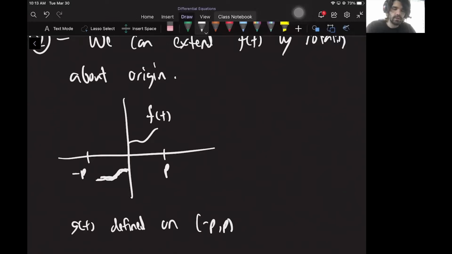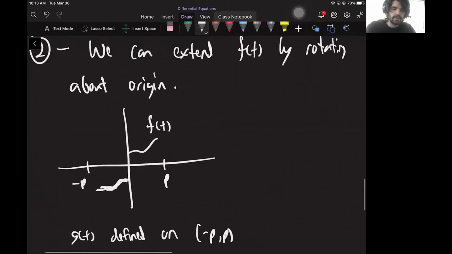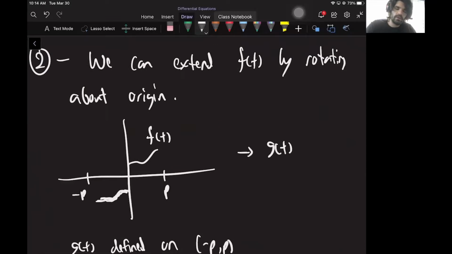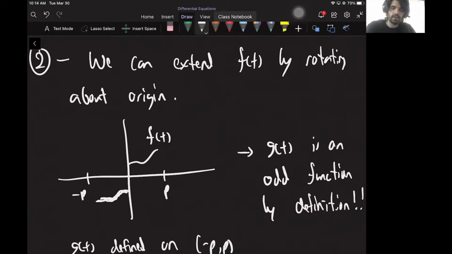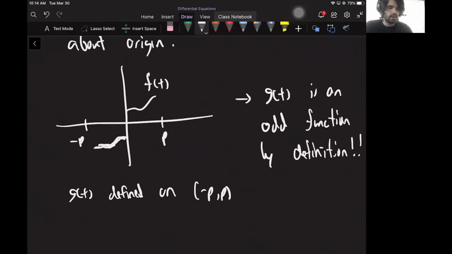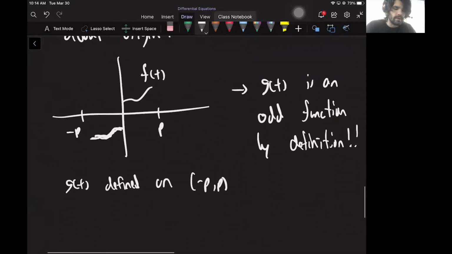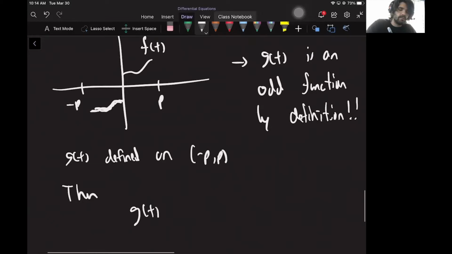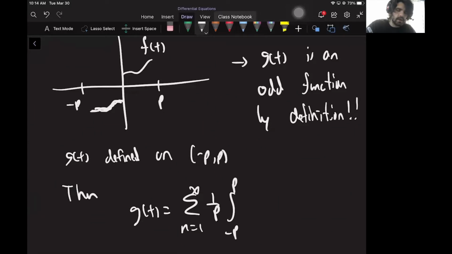So now I can create a Fourier series for this g of t. But this time, g of t is an odd function by definition. So when I create its Fourier series, all the cosines will go away, and so will that first term. And then it'll turn out just like the last one. So then g of t equals the sum from 1 to infinity, 1 over p. So I'll do what I did last time. So I'll just write out what it actually is. The cosine and the first term disappear because it's an odd function.